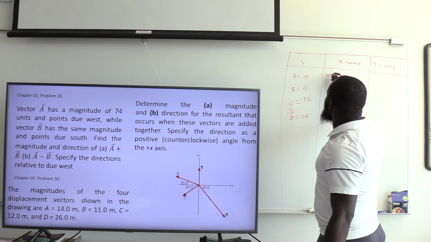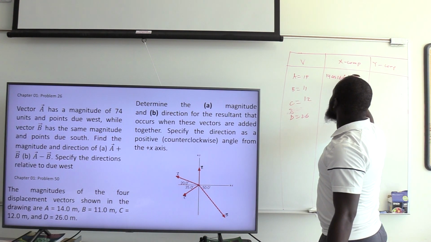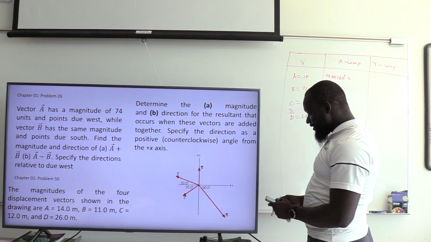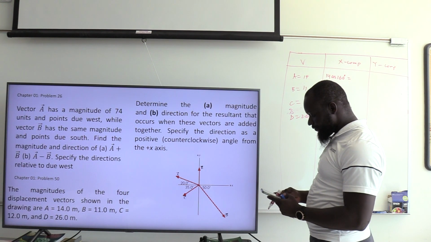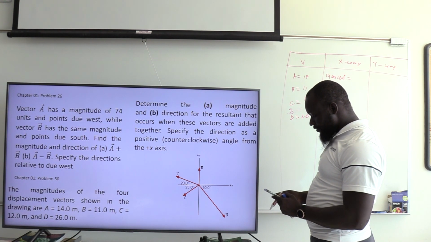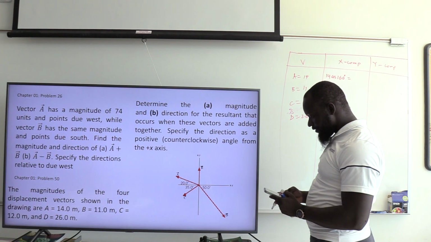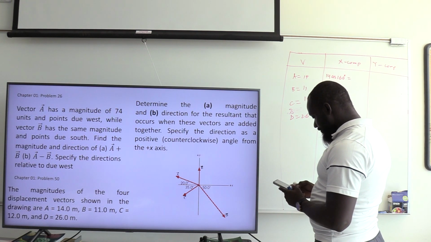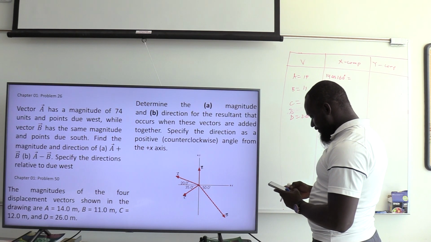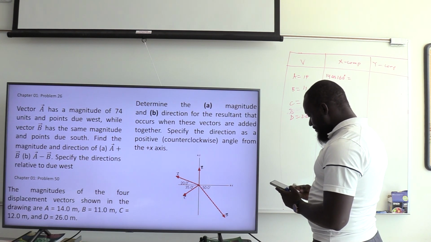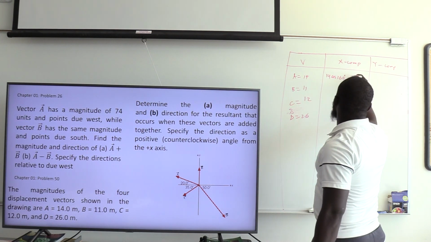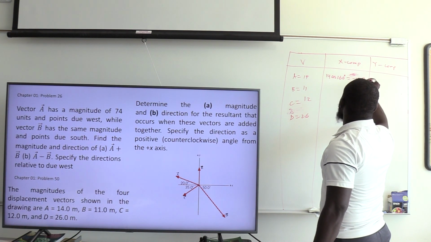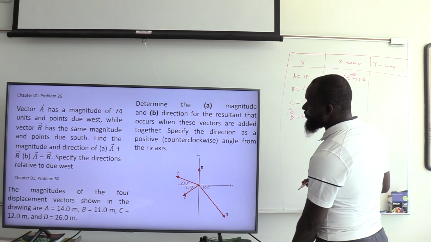So it's going to be 14 cosine 160 degrees. I put my answer there. 14 cosine 160 degrees. So I press my calculator. Minus 13.2. Minus, so I put the minus there. Minus 13.2.